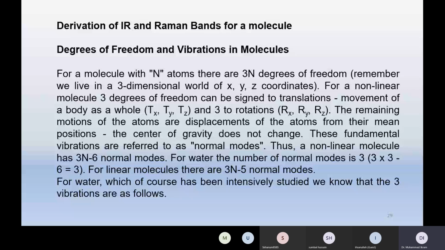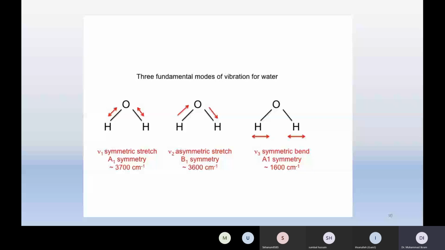And if the molecule is linear, the number of vibrations can be calculated by the 3n minus 5 formula. For water, which of course has been intensively studied, we know that the 3 vibrations are as follows. There are 3 vibrations in it. Vibrational spectroscopy is what IR spectroscopy is called. So we consider vibrational motions, okay. As a whole we consider 3n degrees of freedom, but in that we will take only the vibrations because we are studying IR spectroscopy. The 3 fundamental modes of vibration for water are number 1.